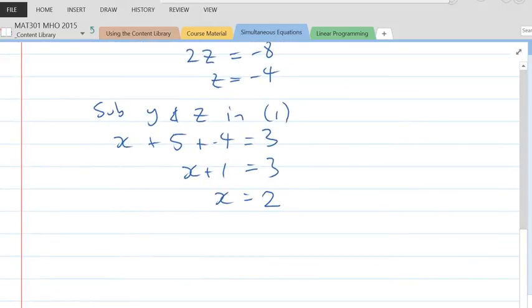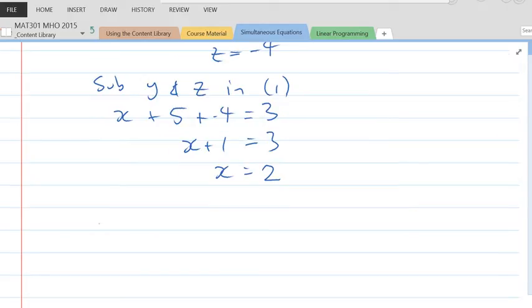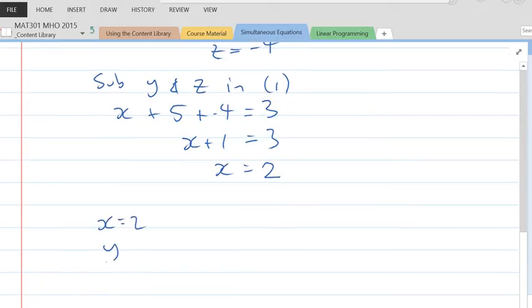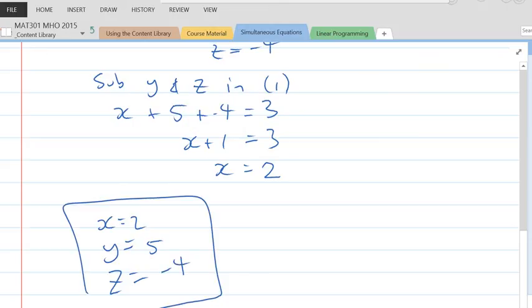And so then I've got my solution of x equals 2, y equals, what was y again? y was equal to 5, and z is equal to minus 4.